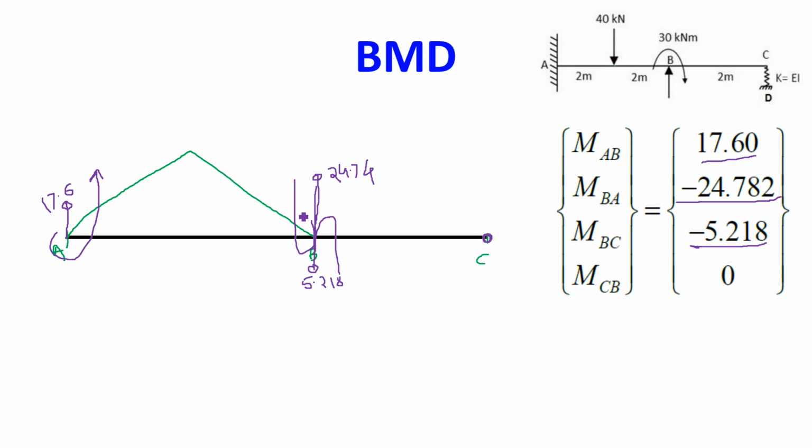So understand now, since in the original figure at point B a clockwise 30 kilonewton-meter moment is acting, the two moments we are getting here, MBA plus MBC, must be equal to that 30 moment. This is the check you can verify. Minus 24.78 and minus 5.218, the sum of this is minus 30. At point C it is 0.